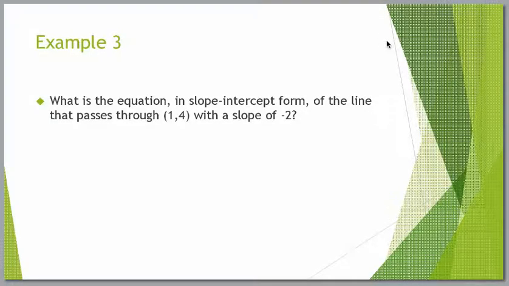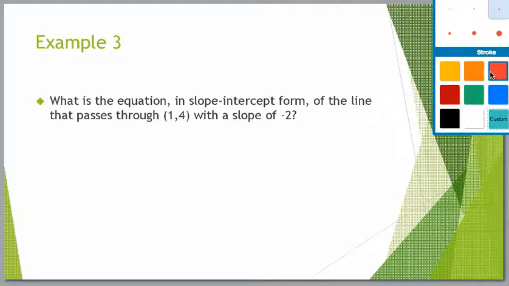So in this example, we're not asked to graph. Yay! But we are asked to find an equation. We want to find it in slope-intercept form, but we are given a point, (1, 4), and a slope of negative 2. So the first thing you should be thinking of is point-slope form. I think it's time for a different pink color. Let's do blue.